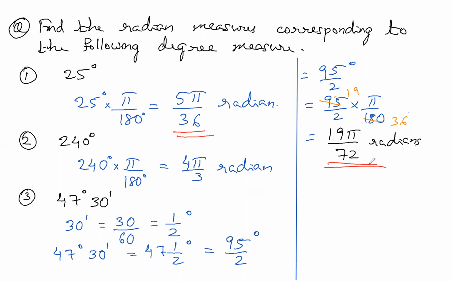So this way, if you get a question in degrees and minutes, you will convert that minutes to degrees. There are also questions in degrees, minutes and seconds. First of all, you will convert the seconds to minutes, divide by 60, and then convert that combination to degrees. Okay, are you getting the points clear? Yes, sir.